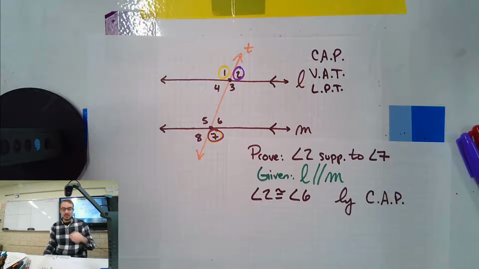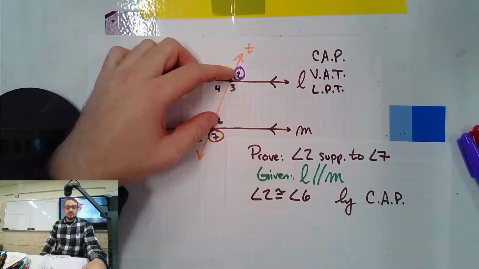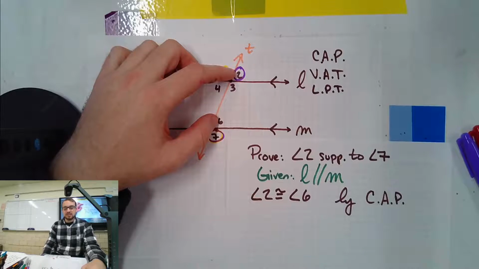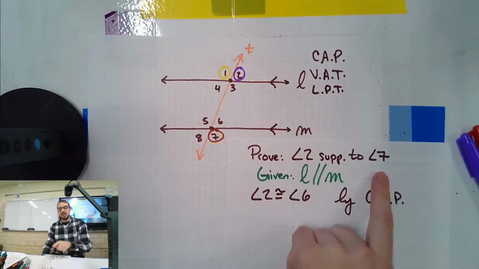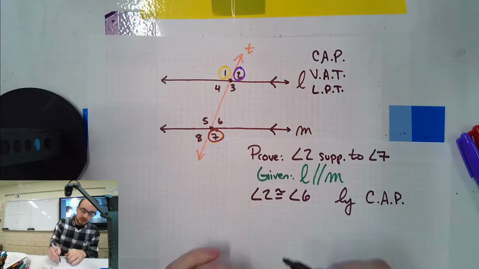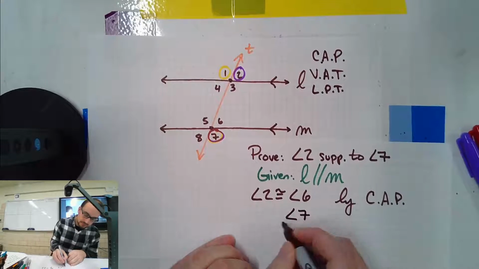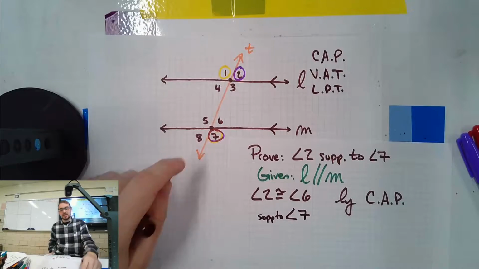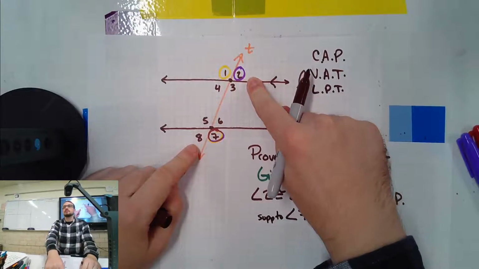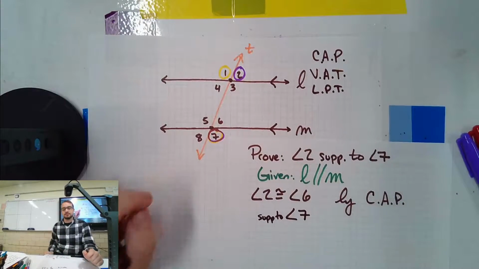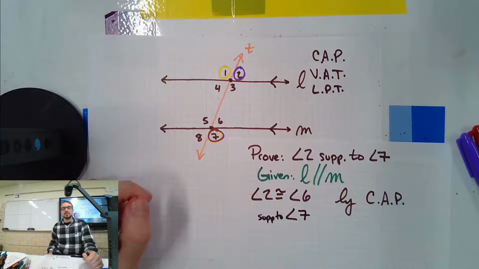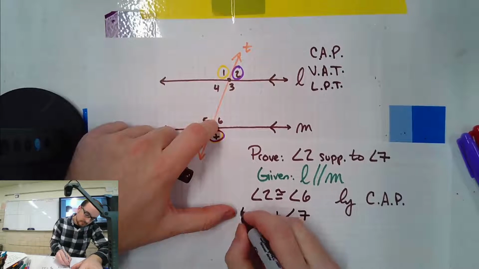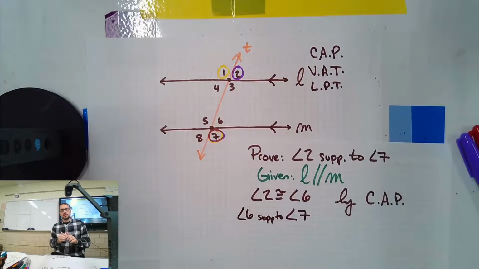Wonderful. All right. So 2 and 6 are congruent by CAP. Now, we need to get a statement of supplementary, right? We need 7 in here. So 7 is supplementary to what angle? It's up to 8. But how does 8 relate to 2? Not a clear connection, right? What's another angle 7 is supplementary with? 6. Check it out. We have a relationship now.